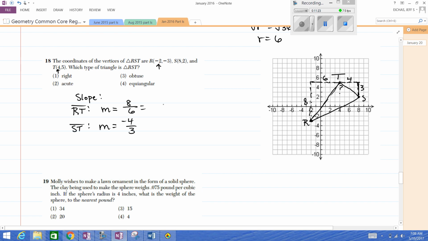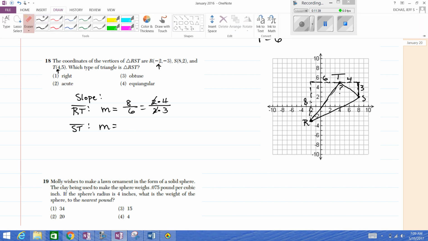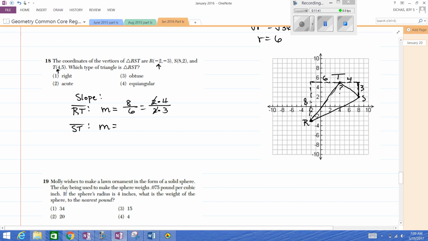So come up here. That can reduce. We can take out a 2 from both of them. And whoops, something happened. Oh, I've got this one upside down. Sorry about that. I don't have rise over run; I've got that flipped. So the rise is 3. That should be the top number. Run is 4. And since it's going down as we move left to right, it's negative.